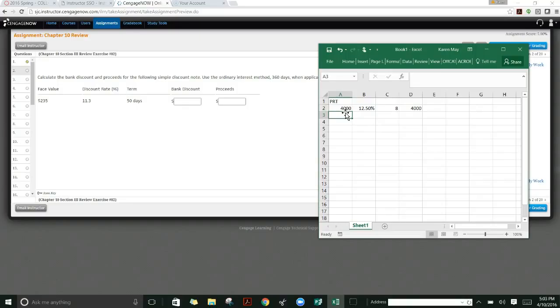Okay, the next one is a face value of $235 at 11.3% discount rate for 50 days. And they tell us to use ordinary interest method, which is to calculate that over 360 days.